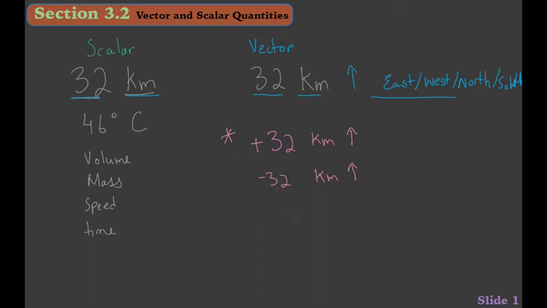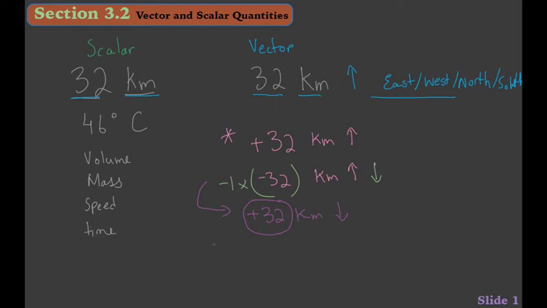And the way we would make it positive is by multiplying it by -1, and flip the direction. Therefore, what this would essentially become is plus 32 kilometers going down instead of minus 32 kilometers going up. Therefore, the magnitude stays positive and the direction changes.